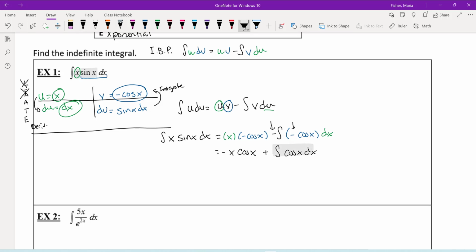Well, can I integrate cosine of x dx? Yes, I can. That's basic form. So in the end, this is just going to equal negative x cosine of x, and the indefinite integral of the cosine of x is positive sine of x plus c.